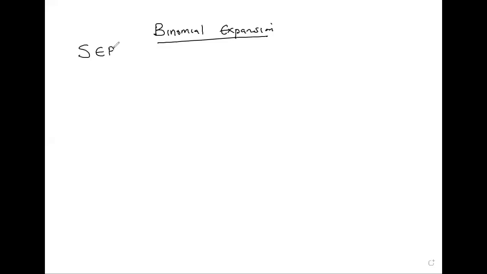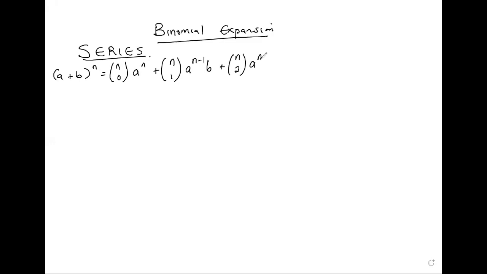We'll do series. So we did see that if we say (a + b)^n, which is nC0 a^n + nC1 a^(n-1) b + nC2 a^(n-2) b^2 + ... + nCr, the general term, a^(n-r) b^r + ... + nCn b^n. So this is the binomial theorem.